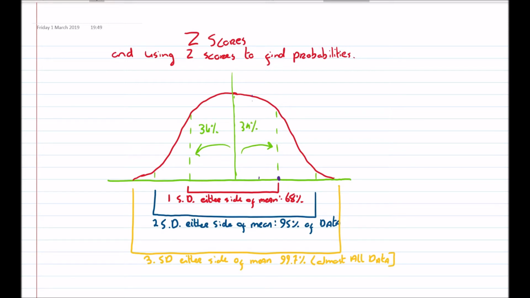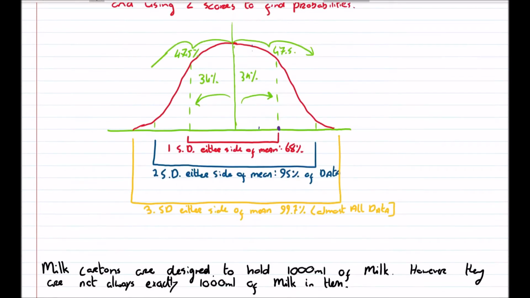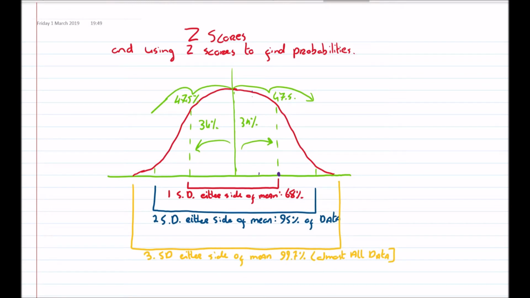Likewise, 95% of data will lie within two standard deviations of the mean, and 95 divided by 2 is 47.5. So two standard deviations below the mean will get us 47.5% of the data, and above again another 47.5% of the data. And almost all the data then lies within three standard deviations of the mean. Okay? Right. We're looking at z-scores now.